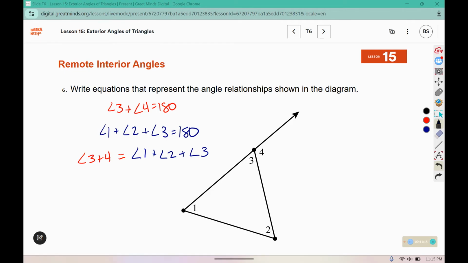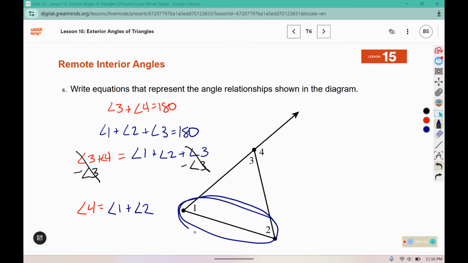Well, then I can subtract out angle 3 from both sides, and I'm left with angle 4 is equal to angle 1 plus angle 2. That's that same concept where the sum of the remote interior is equal to the exterior.